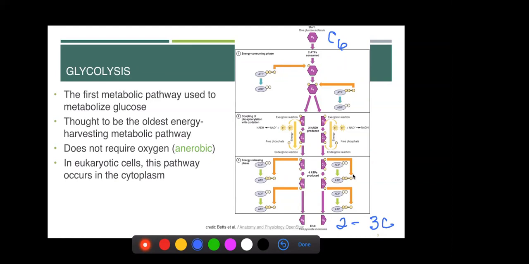So in eukaryotic cells, this pathway occurs in the cytoplasm. So in the cytoplasm of the cell, we're going to do this specific process. There are generally three phases to it. The first one we call the investment phase. The second is where we're going to couple; this is more of our redox phase. And then this here is our payoff.